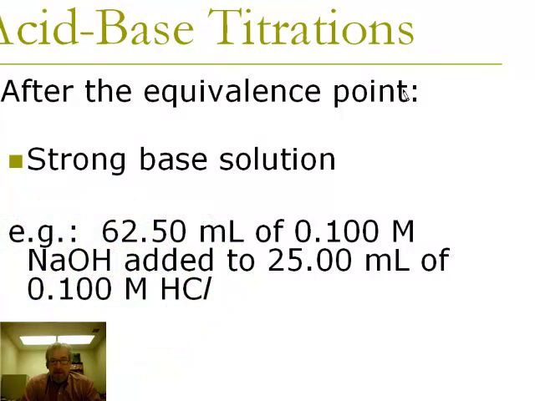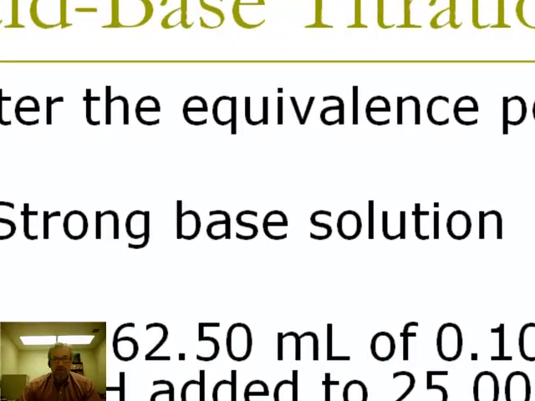So now our example problem is saying we have now added a total of 62.50 milliliters of 0.1 molar NaOH to our original 25 milliliters of 0.1 molar HCl solution. Let's figure out what the pH will be after this addition of base. So once again, our neutralization reaction is H plus plus OH minus, irreversibly producing water.